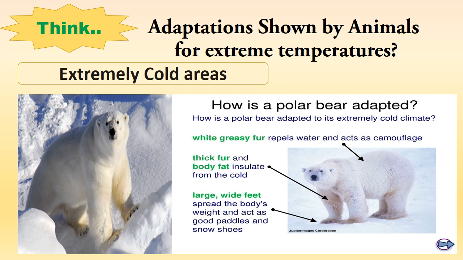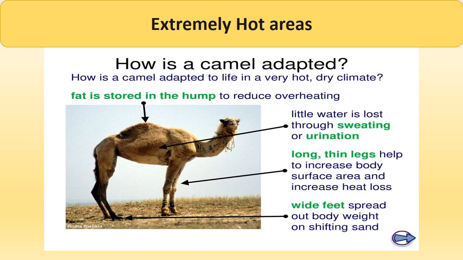Also they have a thick layer of fat beneath the skin, so that it will help them to keep their warmth throughout the cold. So these are the main adaptations shown by the polar bears for the extremely cold areas. Next we will be talking about the extremely hot areas.